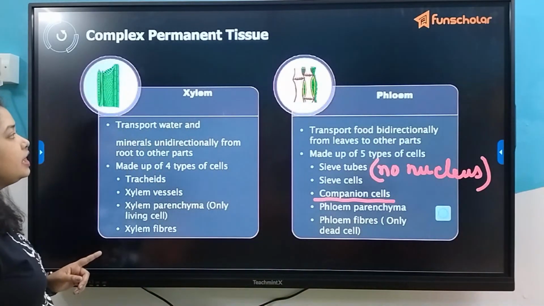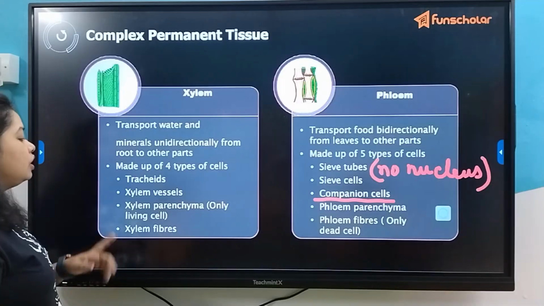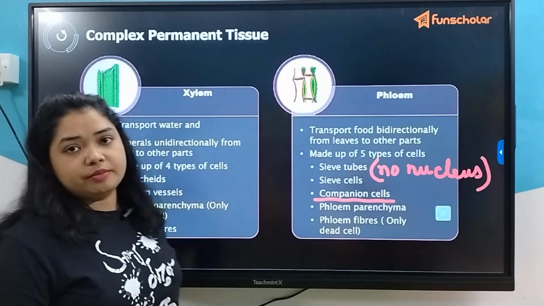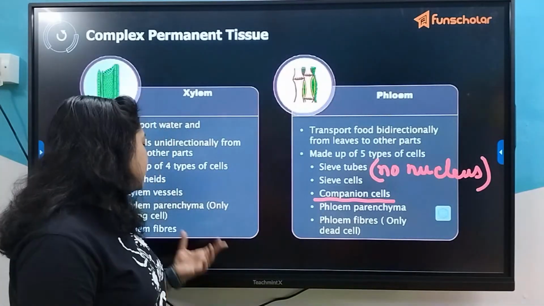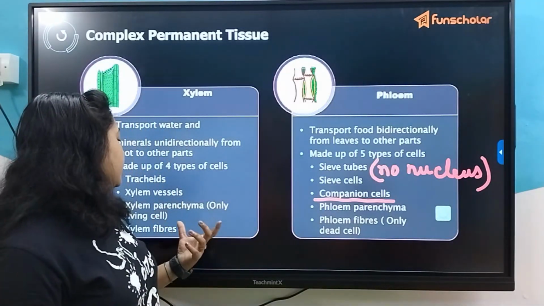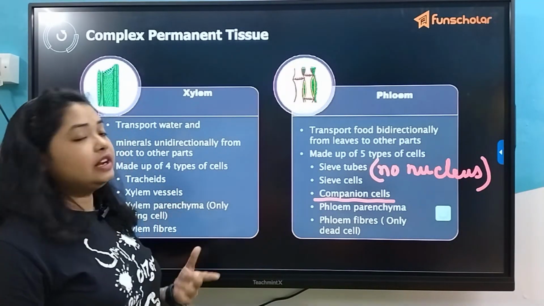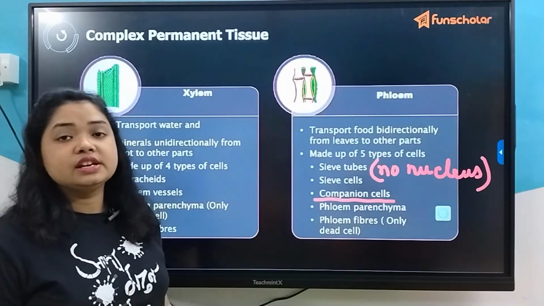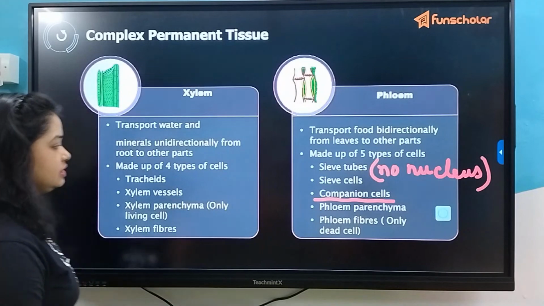But on the contrary, in xylem tissue, all the cells are dead except the xylem parenchyma, which is alive because it stores food. It also helps in the lateral transportation of water and minerals. It contains the nucleus. So they are the live cells.